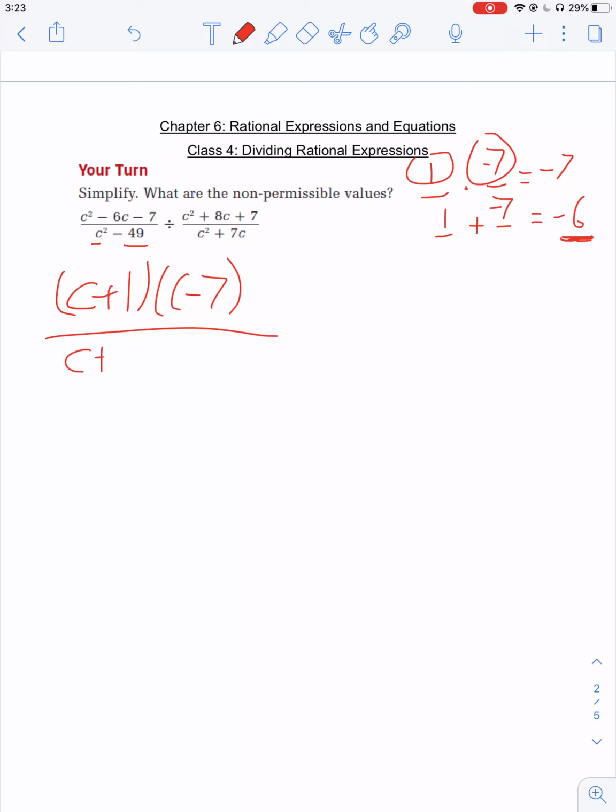So c plus 7, and then rewrite that with a minus sign, c minus 7. And then, you know what? I'm just gonna flip this right away. So now let's factor this guy, because this is gonna be my numerator now, right? So I'm just flipping it right away now.